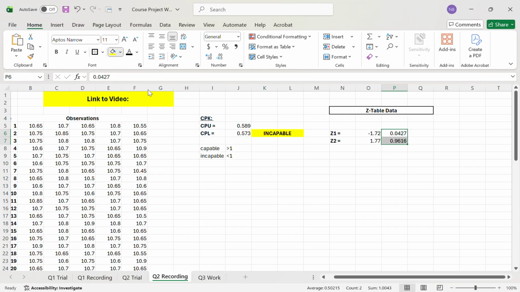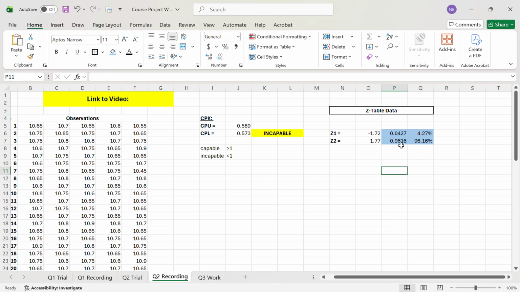Now you may be thinking, what does that mean? So for your Z1, using your lower specification limit, 0.0427. This means that 4.27% of your data lies below your lower specification limit, aka it is out of the 3 sigmas. So it is stuff that does not conform.